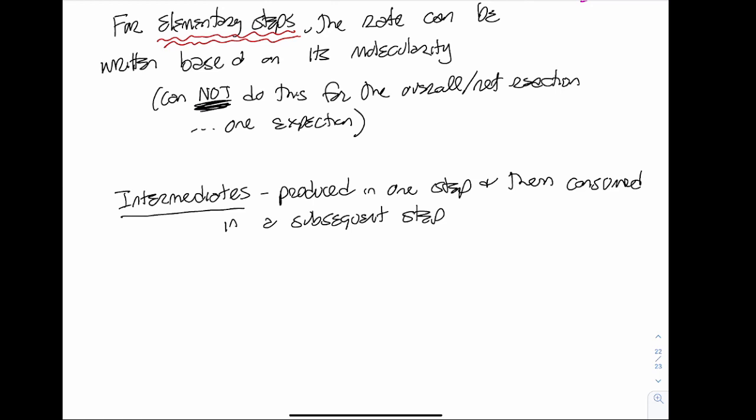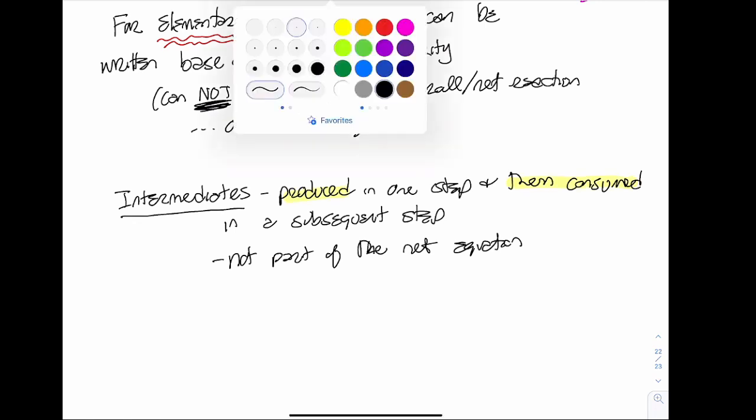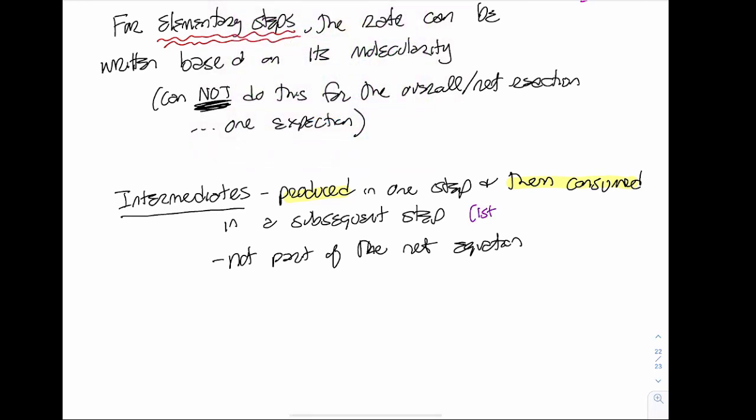Because it's a product and then a reactant, it does get canceled out, so it's not part of our net equation. So when we write our net, it is something that gets canceled. Again, be really careful, because I'm going to give you another definition here that's going to be slightly different, but this is going to be produced first and then consumed. Another way to say it, it's going to be first, it's a product, then a reactant.